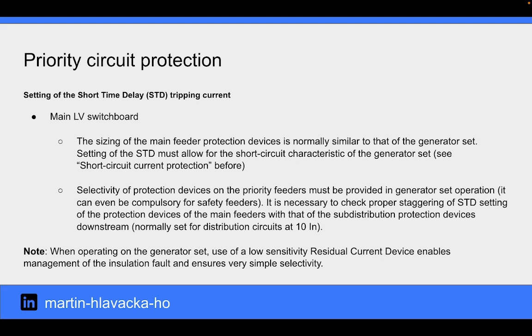Note: when operating on the generator set, the use of a low sensitivity residual current device enables management of the insulation fault and ensures very simple selectivity.